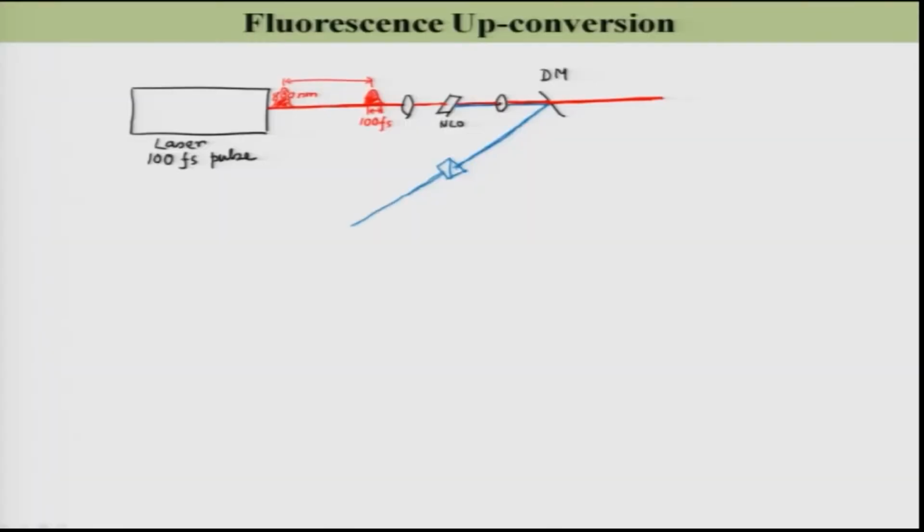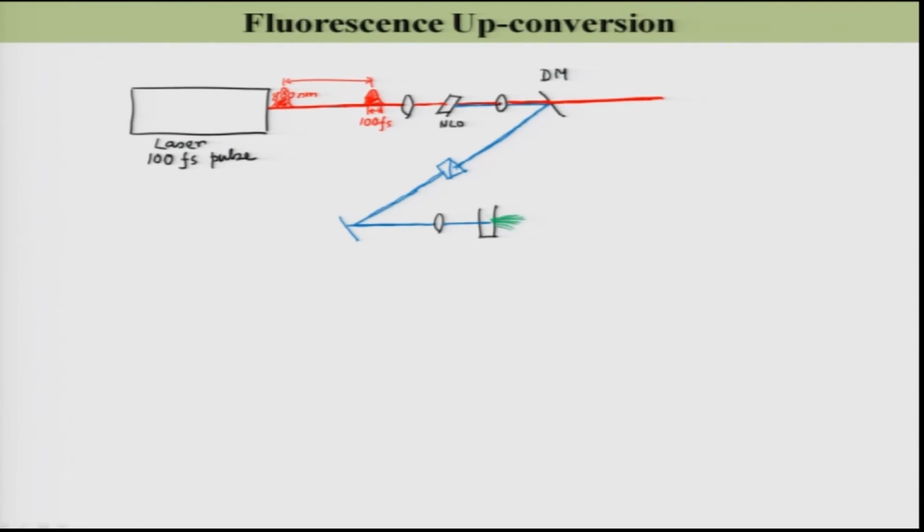Then you can put another mirror over here, and this light can be used through some lens to excite your sample. Here you have the lens, and here you have your sample. So, you can excite the sample with this blue light, and then the sample will generate fluorescence. The color of fluorescence is typically different. Let us say I choose this green light as the fluorescence.